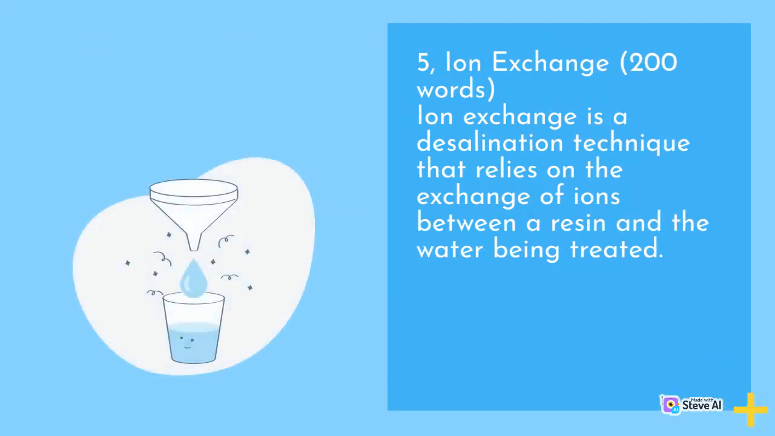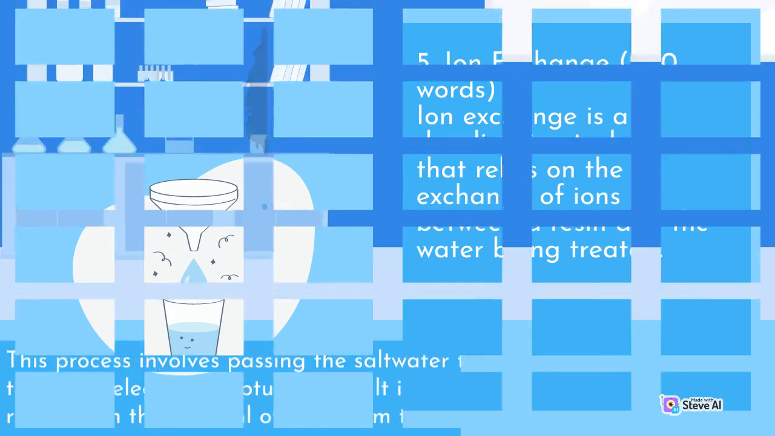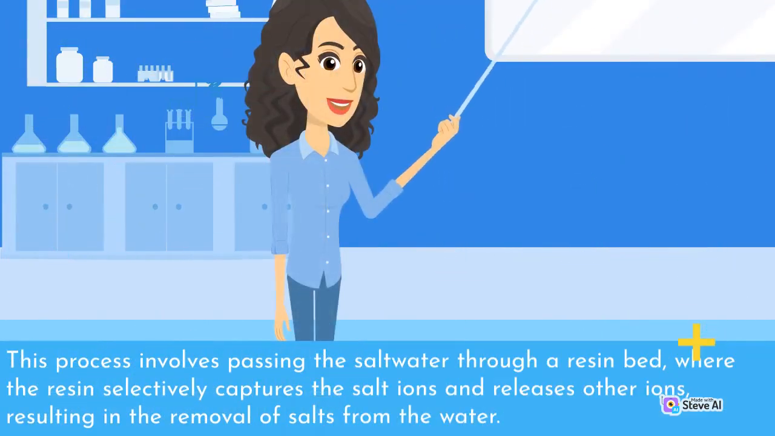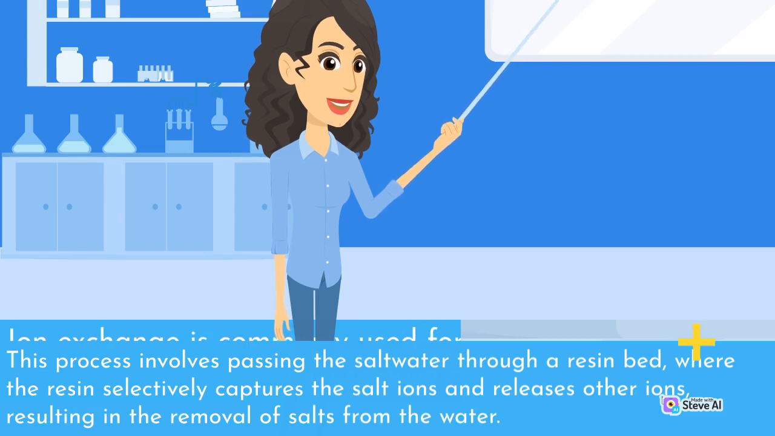5. Ion exchange. 200 words. Ion exchange is a desalination technique that relies on the exchange of ions between a resin and the water being treated. This process involves passing the salt water through a resin bed, where the resin selectively captures the salt ions and releases other ions, resulting in the removal of salts from the water.